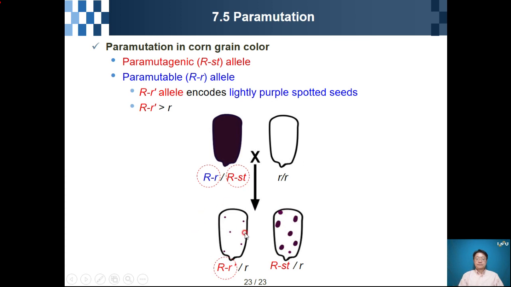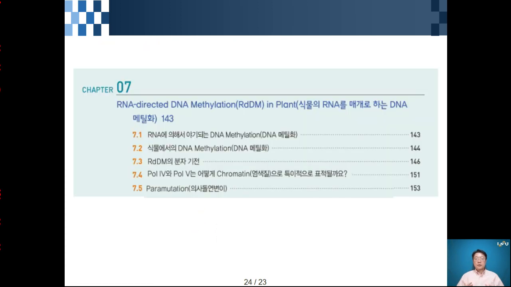Okay, so today we learned chapter 7, RdDM in plants. From subject 1 to 4, we learned the specific mechanisms of RdDM. And finally, we learned paramutation.